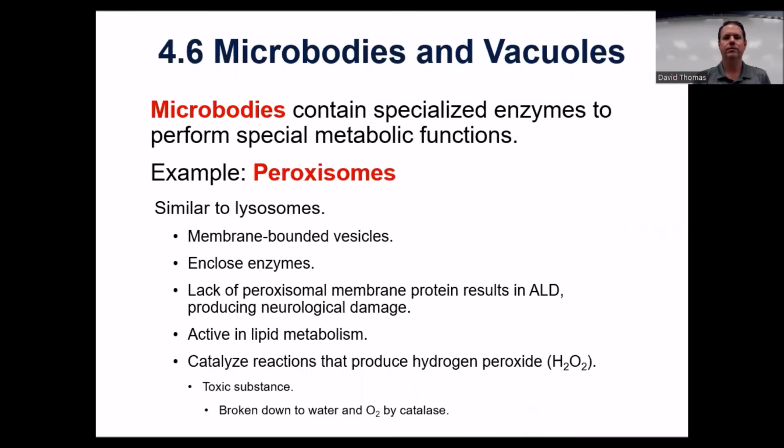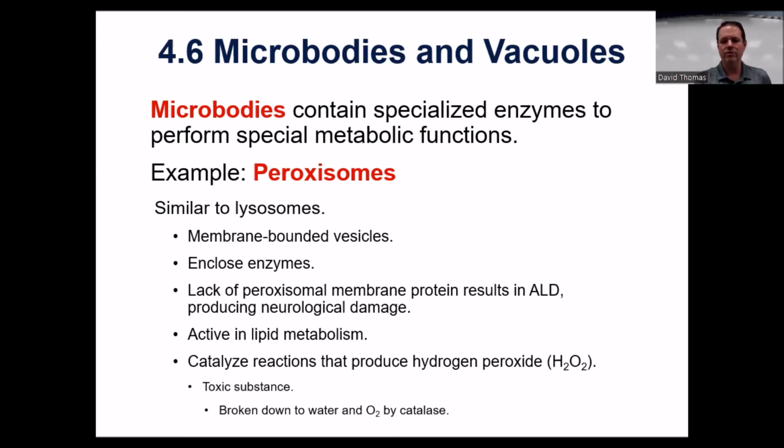All right, section 6 is entitled Microbodies and Vacuoles. It's a fairly short section that talks about some specialized compartments and what they do and what they store. Microbodies have specialized enzymes that carry out specific metabolic functions. A classic example of a microbody is what's called a peroxisome. Now, they're going to sound similar to lysosomes, but they have specialized enzymes in them for a specific function. They're similar to lysosomes in that they are membrane-bound storage vesicles. They do have certain types of enzymes stored in them.